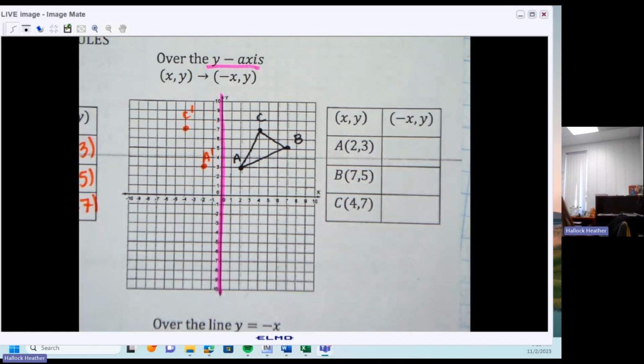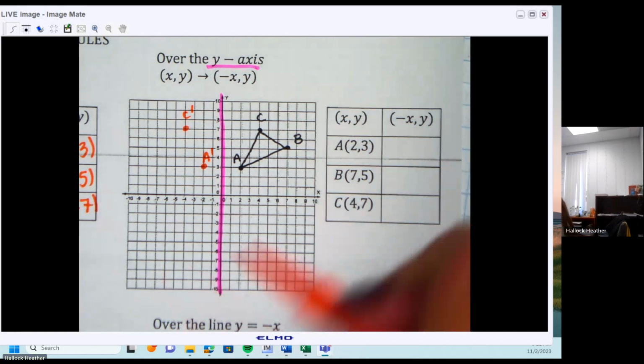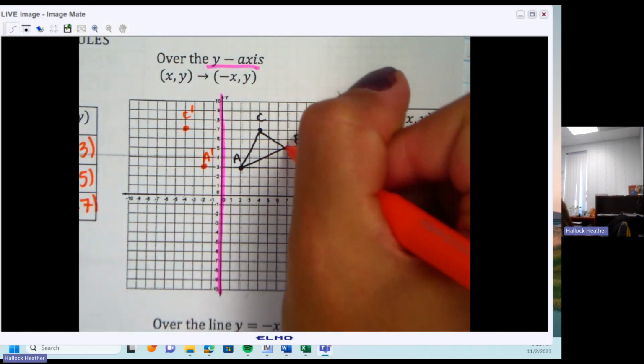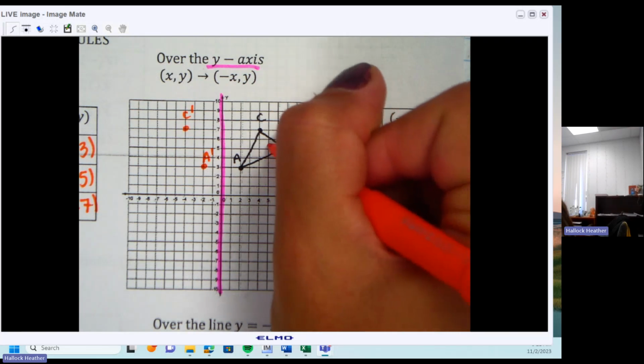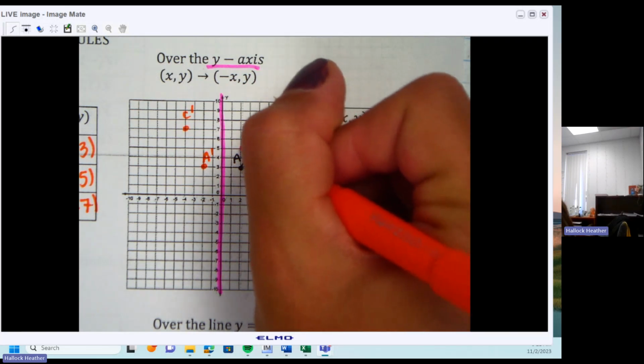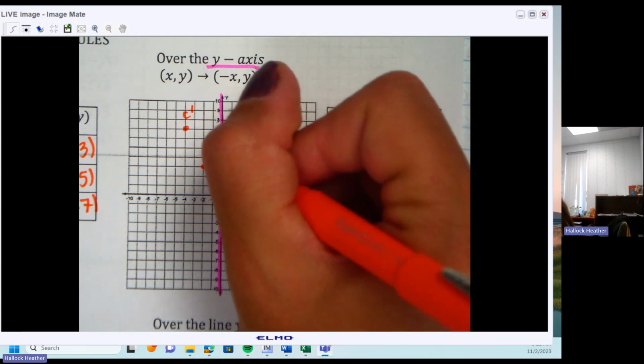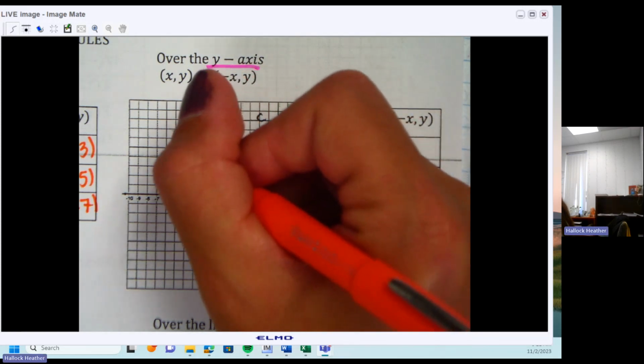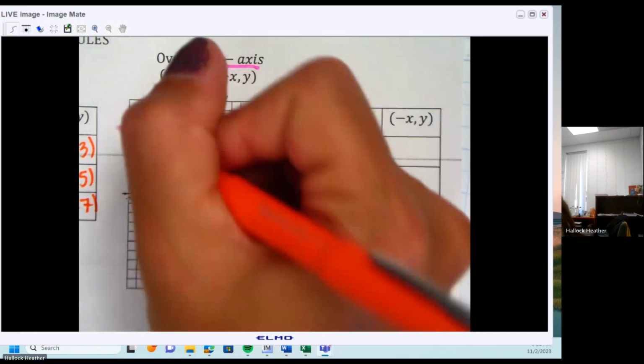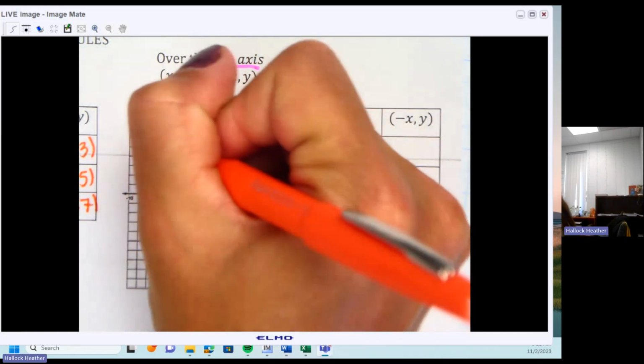Yep, so you're basically going the same length the opposite way. So B, I had to go to the right 1, 2, 3, 4, 5, 6, 7. So now I'm going to the left 7. 1, 2, 3, 4, 5, 6, 7. And this is B prime.